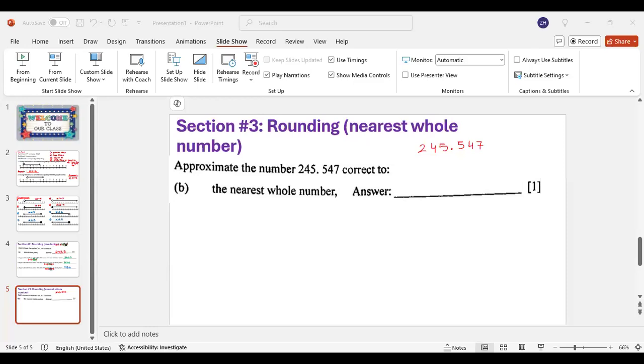And we want to write this correct to the nearest whole number, right? Right. And we want to write this correct to the nearest whole number.